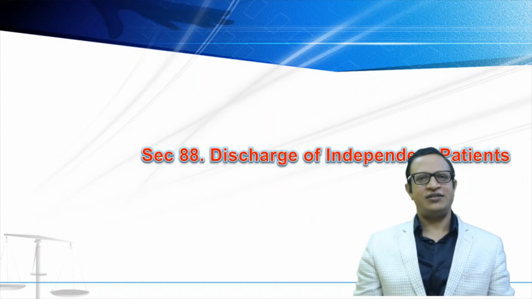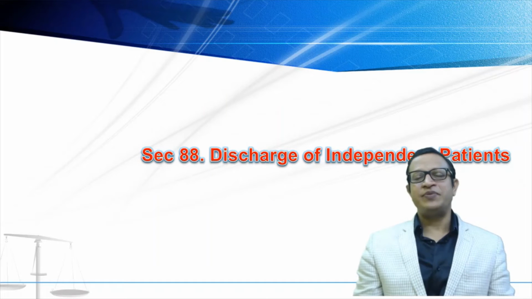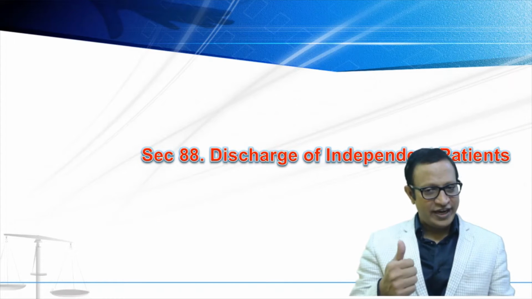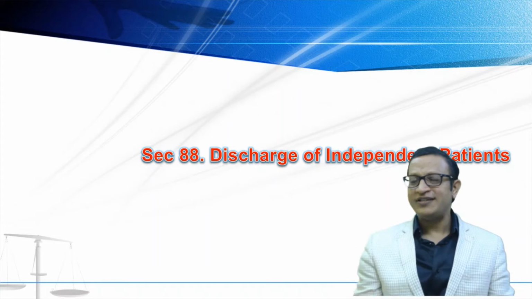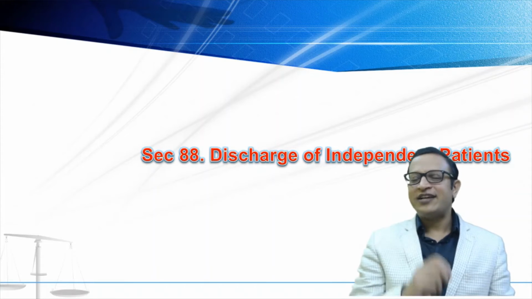Coming to discharge, today's discussion is basically how the discharge of a person with mental illness from a mental health establishment is done. There are two sections pertaining to it. Section 88, discharge of independent patients. Section 98, that is discharge planning.